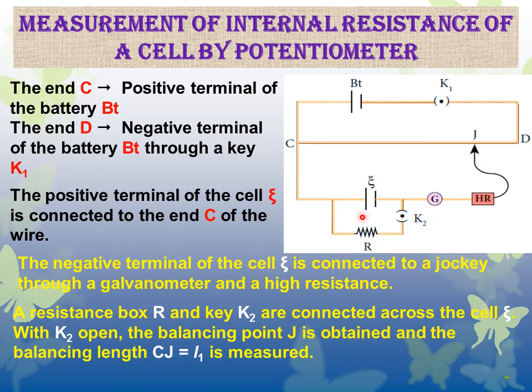The negative terminal of the cell is connected to a jockey through a galvanometer and a high resistance, and also a resistance box R, which is an external resistance, and the key K2 are connected across the cell Psi. With key K2 open, the balancing point J is obtained and the balancing length CJ equal to L1 is measured.